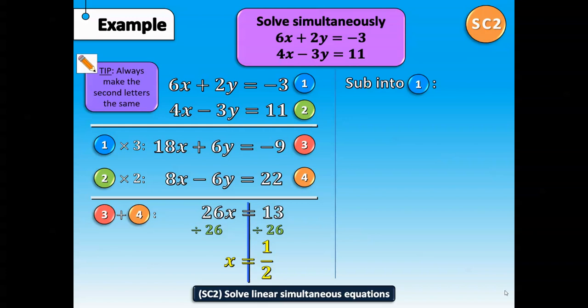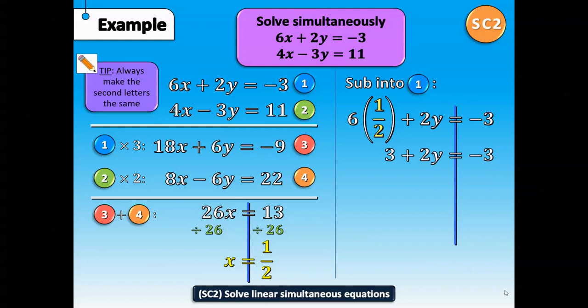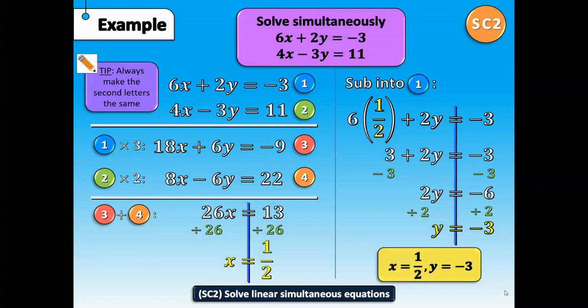I can then find out what y is by substituting x into the first equation. So x I know is a half. So 6 times a half plus 2y equals minus 3. 6 times a half is 3. I can now solve it by taking 3 off both sides. So 2y equals minus 6. And then I divide both sides by 2. So y is minus 3. So I've worked out that x equals a half and y equals minus 3.